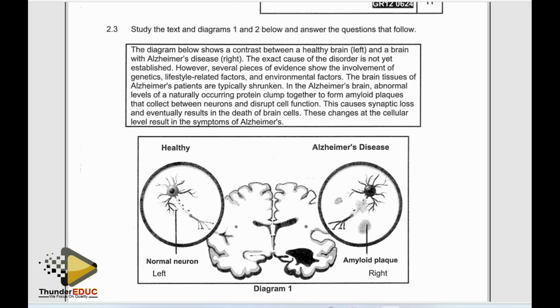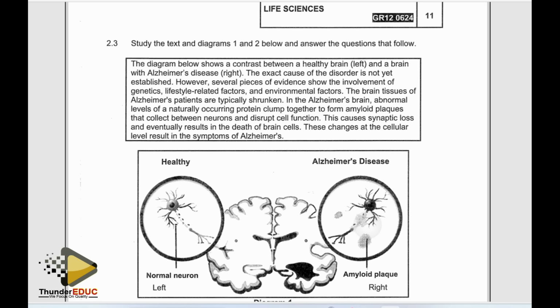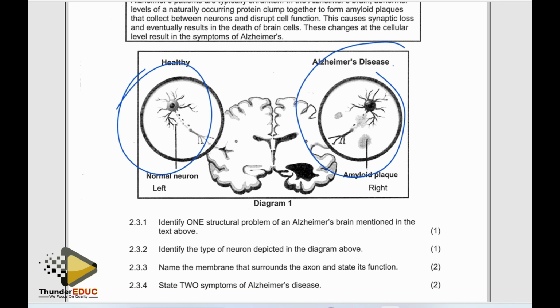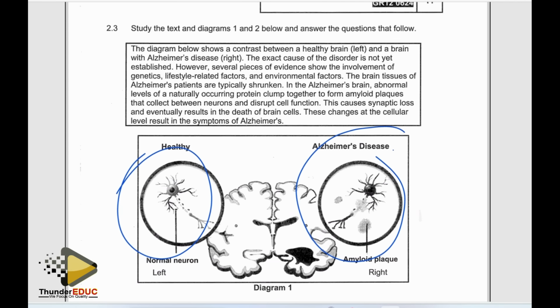Question 2.3. They're saying, should I read all these things? Yes, guys, you read this. They're saying text 1 and 2 below. Answer the question. The diagram below shows a contrast between the healthy brain on the left and the damaged one. They're just trying to explain what is here. Identify one structural problem of the Alzheimer's brain mentioned in the text above. If you read, they mentioned it here.